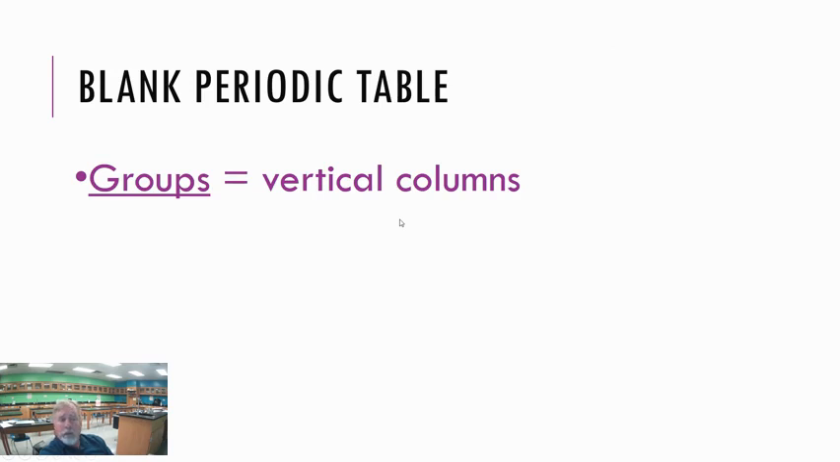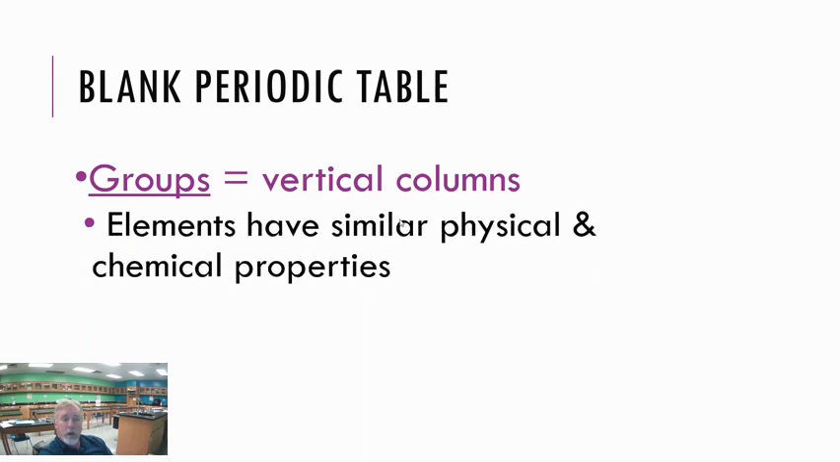But first, back to the basics of a periodic table. So you have a blank periodic table that is in today's folder, and the vertical columns we're going to call our groups. On that blank periodic table, on the front of it, I want you to label groups as your vertical columns. These are elements that have similar physical and chemical properties. Anything that falls in that same column, that same group, has similar physical and chemical properties.